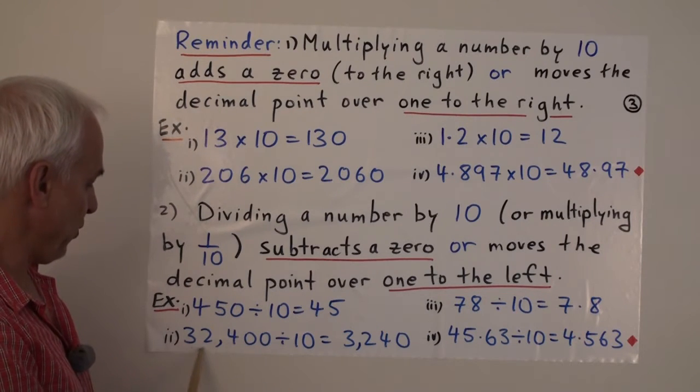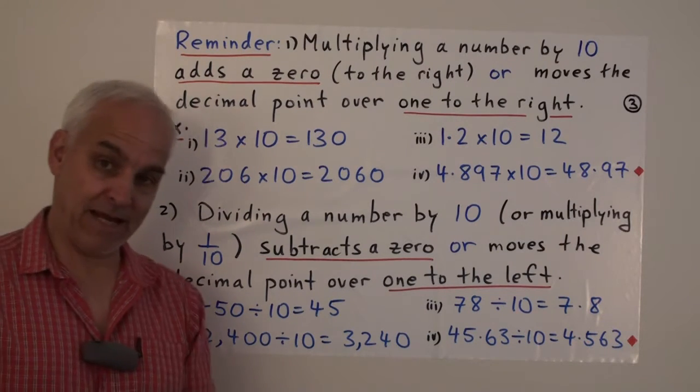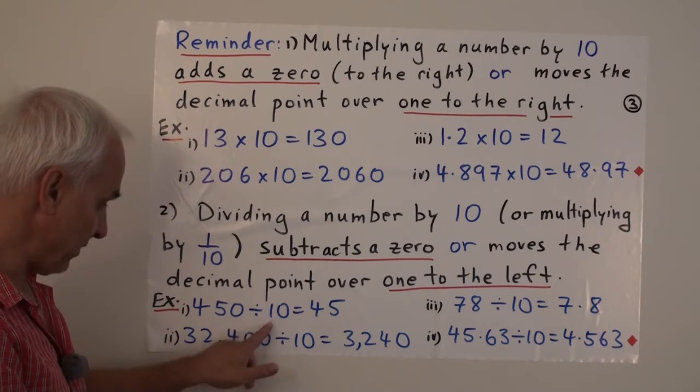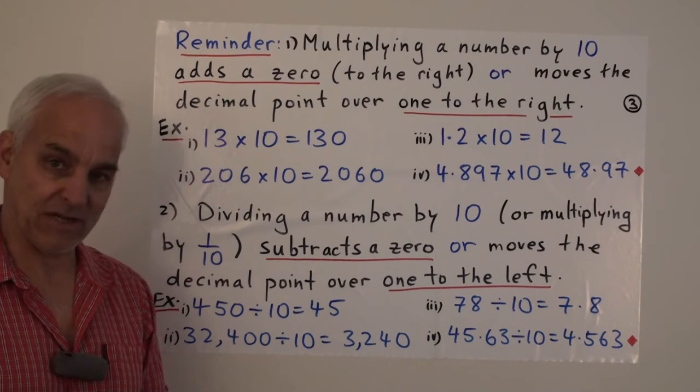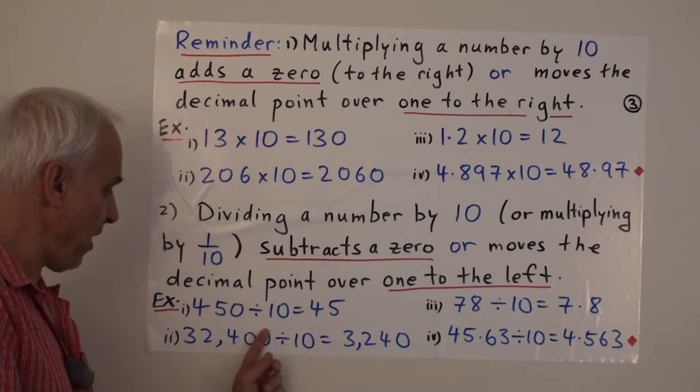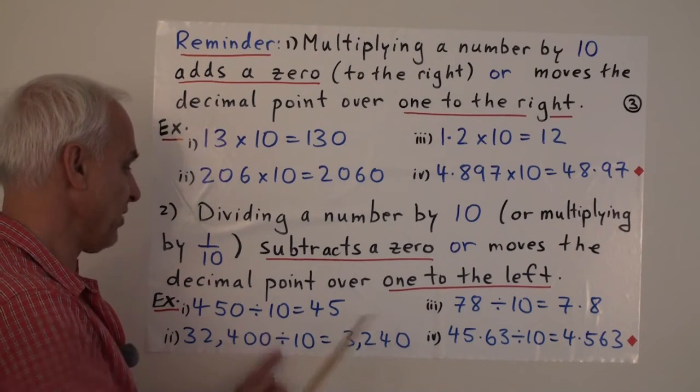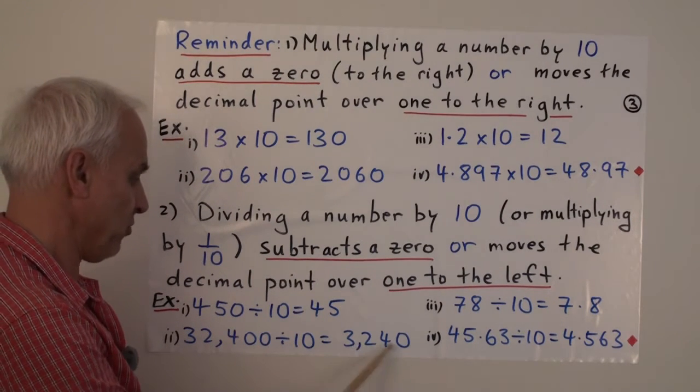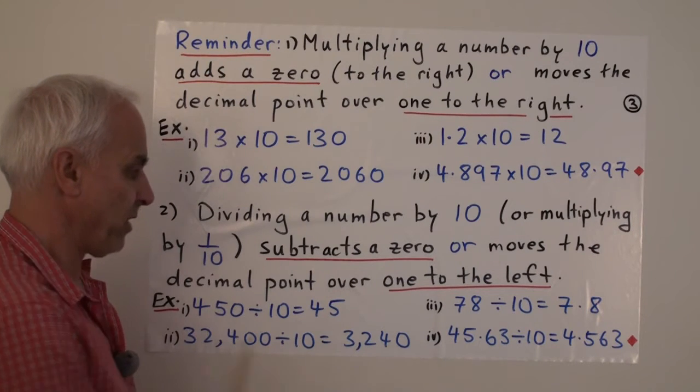How about a bigger number, 32,400? If we divide that by 10, what happens? Well, we have to lop off that 0 at the end. If we lop that off, then we get 3240. And if we write it in the usual way, that's 3,240.